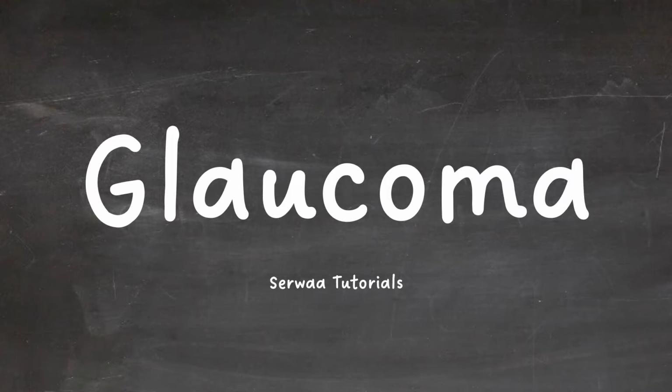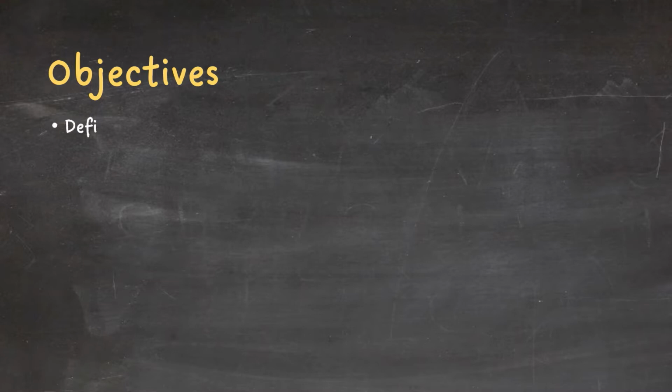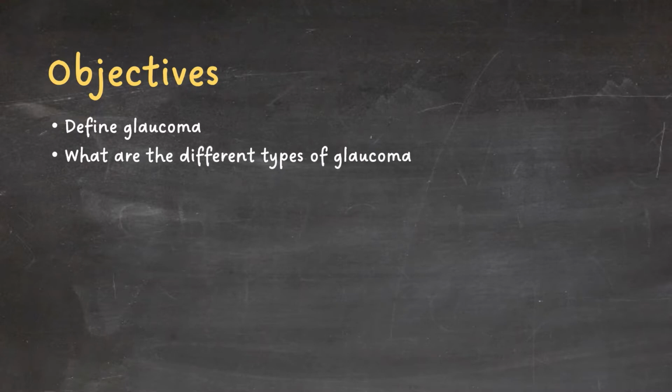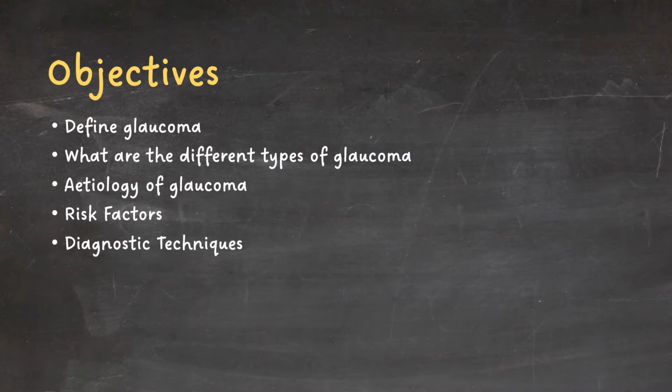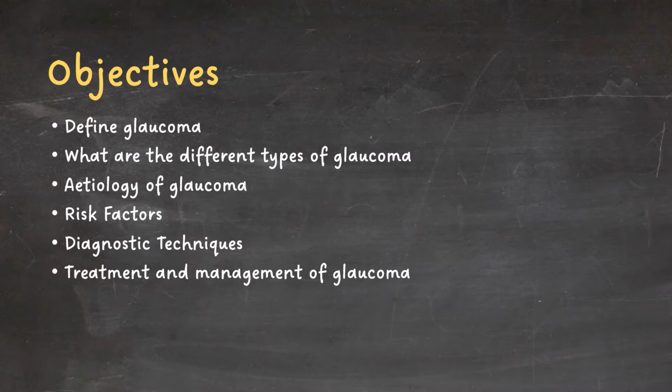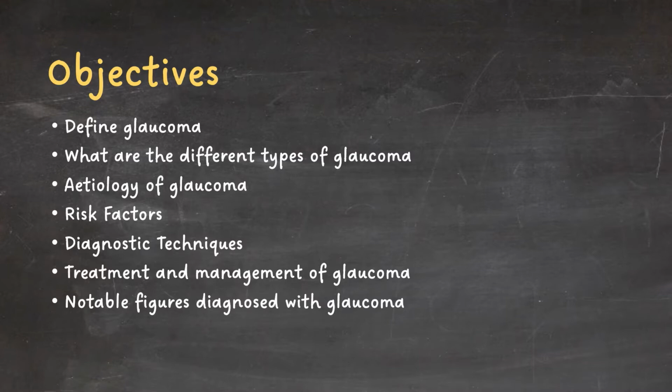Today we'll be talking about glaucoma, so let's dive straight in. Our objectives with this lesson today will be to define what glaucoma is, its classifications, the etiology, the risk factors, and how we diagnose glaucoma. We'll also be discussing how we manage and treat glaucoma, and also, just for context, to remember that these illnesses affect real people. Just a few examples of some notable figures who were diagnosed with glaucoma.